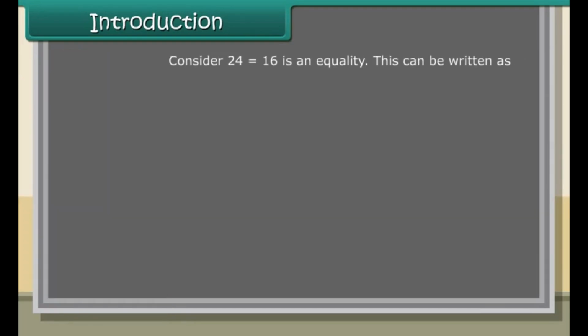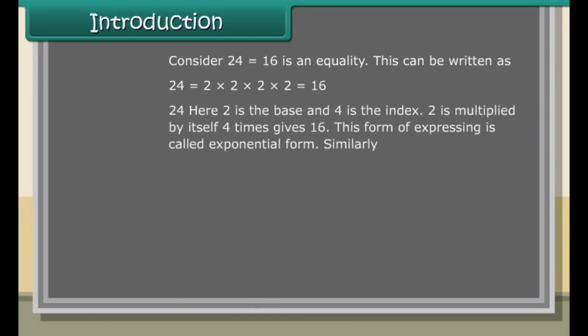Consider 2^4 = 16 as an equality. This can be written as 2^4 = 2 × 2 × 2 × 2 = 16. In 2^4, 2 is the base and 4 is the index. 2 is multiplied by itself 4 times, which gives 16. This form of expression is called exponential form.